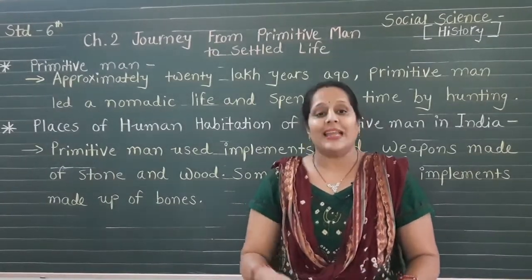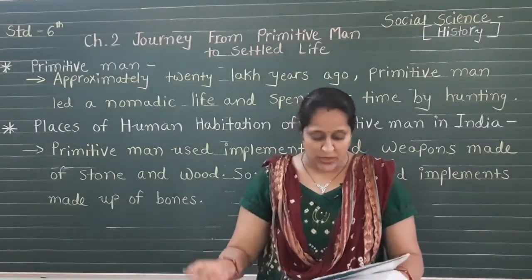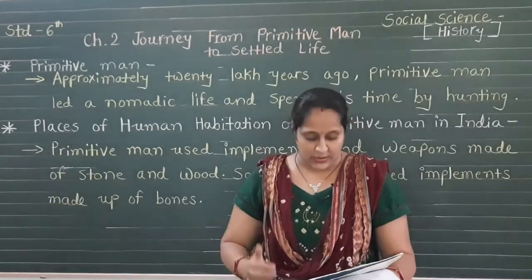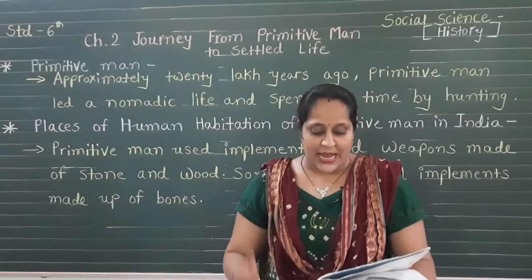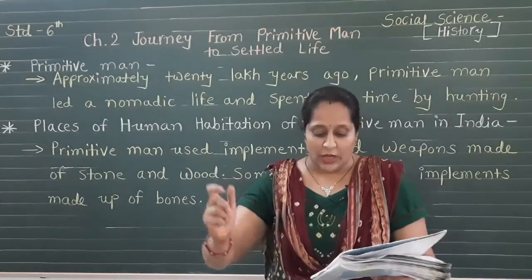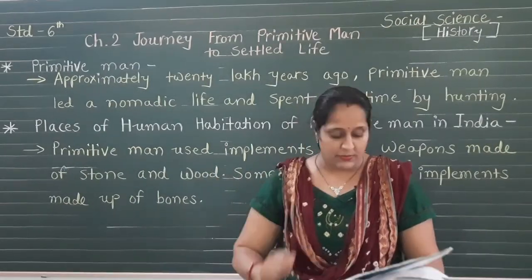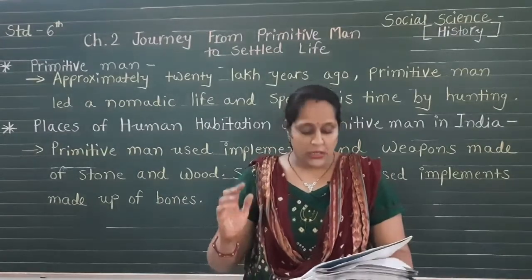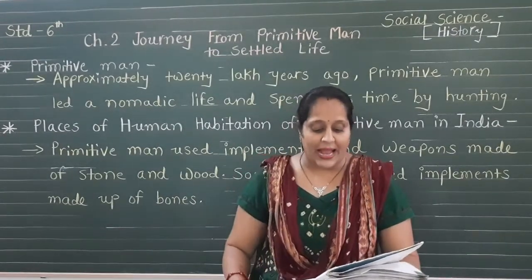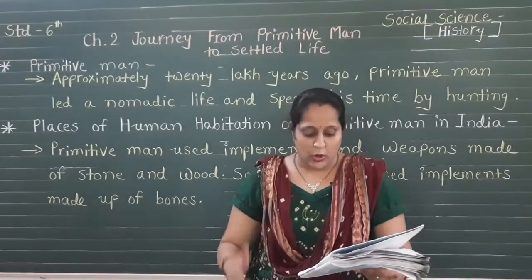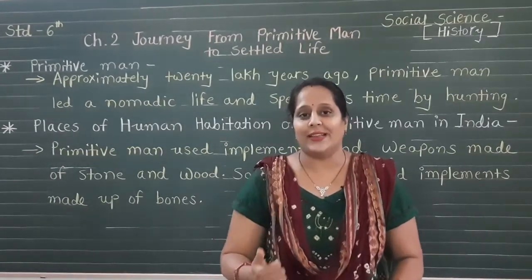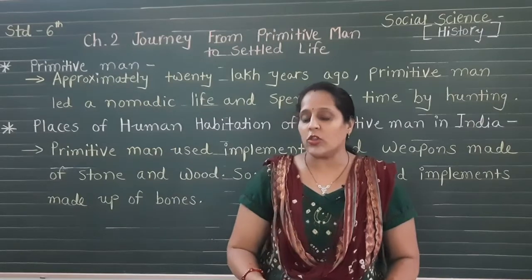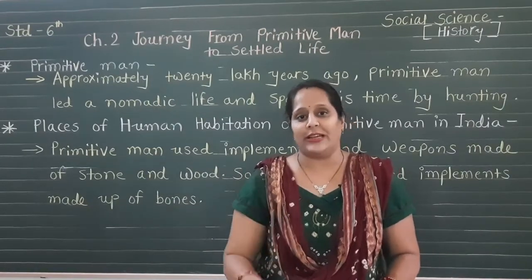Here in our textbook they also show you some pictures related to this. Some stone tools were used to cut vegetables and to scrape the skin of animals, means to remove the animal skin. Primitive man used the peel of a tree and the skin of an animal to cover his body. Yes, as cloth, they used leather. They used leaves of a tree or the skin of a tree.